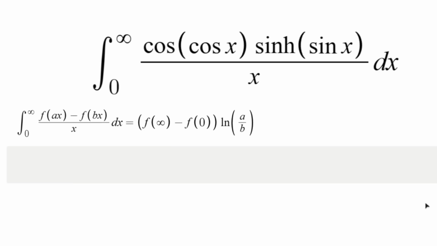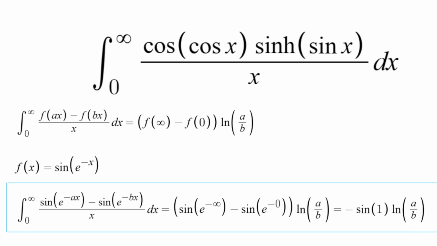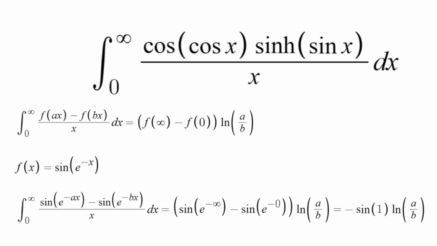All right, so let's choose the function f of x equal to e to the negative x and apply it to this result right here. Plugging that into our result, we see that this integral will evaluate to negative sine of 1 times the natural log of a over b. Go ahead and pause the video and work that out if you'd like, but that's what you get.